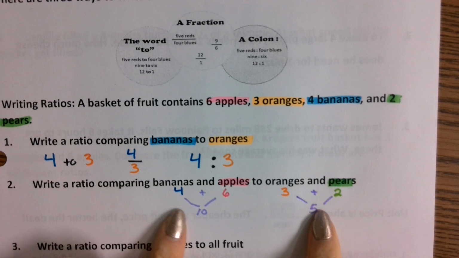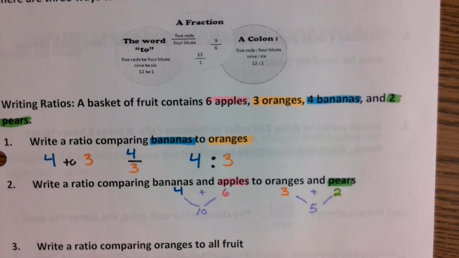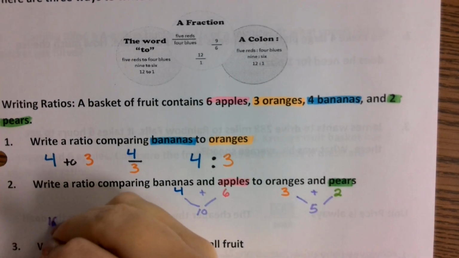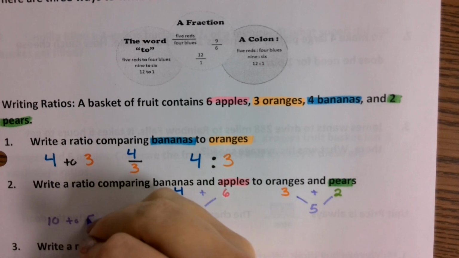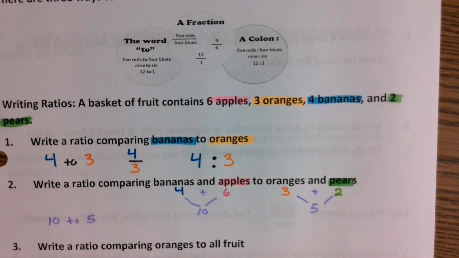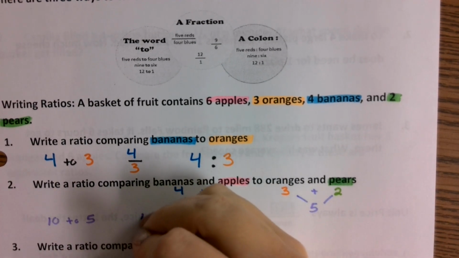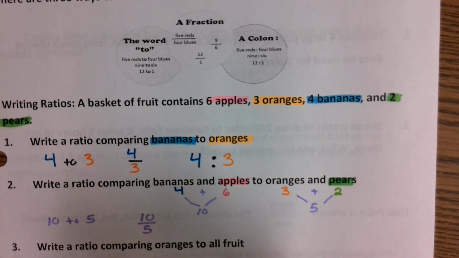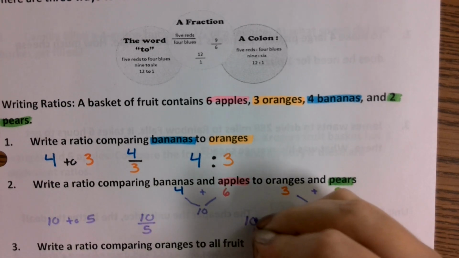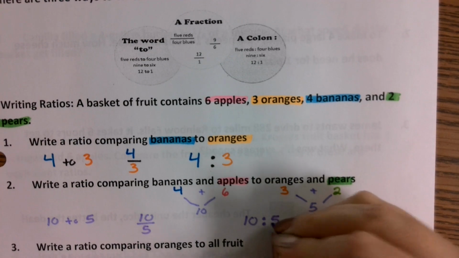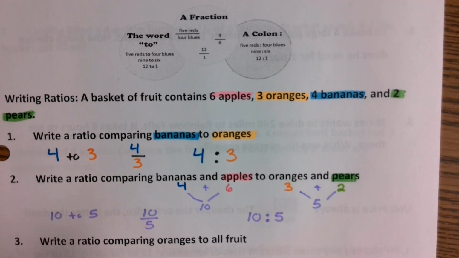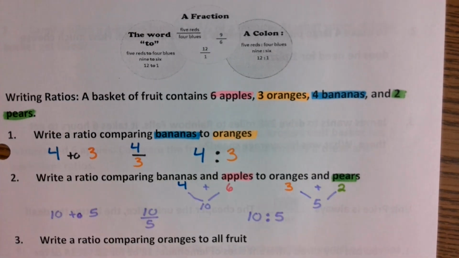So I'm comparing 10 and 5 to each other. So I have 10 to 5. I also have 10 over 5, and I also have 10 colon 5. Now, these would not be the final answers. Why do you think I'm saying that those would not be a final answer? What else do you think I could do?